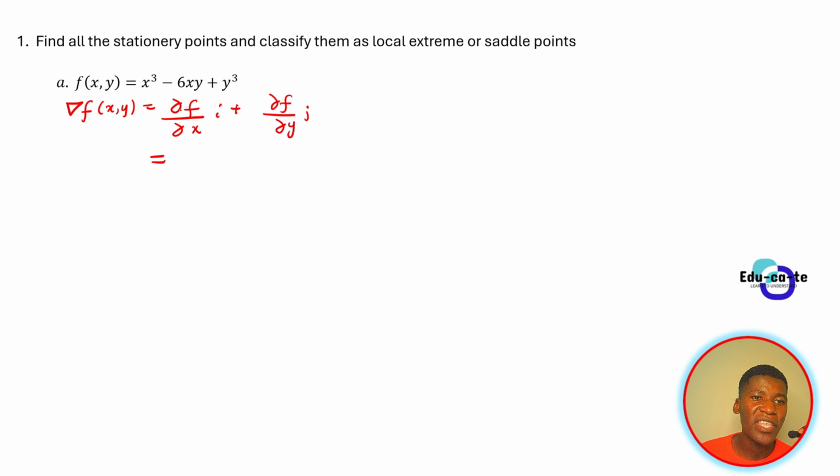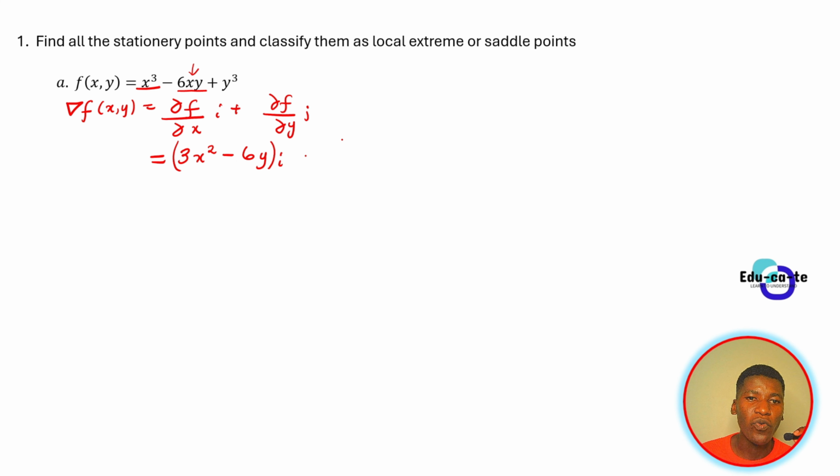So here, if you take the partial derivative in terms of x, you're going to remain with 3x squared minus 6y. And then this is all under i. Do watch my video on partial derivatives. You understand what I'm doing here basically. This one is x cubed. When you find the partial derivative, it is 3x squared. This one is negative 6xy. It does have x in it. So if you find the partial derivative, you get negative 6y, and then this is i.